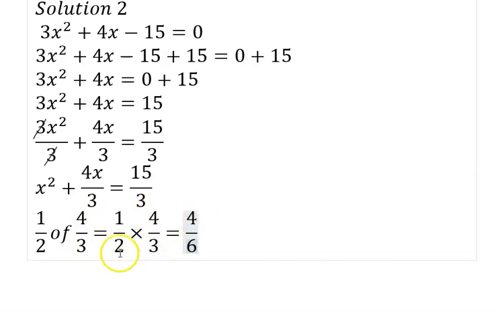1 times 4 will give us 4. 2 times 3 will give us 6. So 4/6, but we can still cut this now. We can still cut. 2 can still go. That will just simplify what we have straight up. So 2 can go here, 2 can go here, 3. So we'll be left with what? 2/3. Awesome.